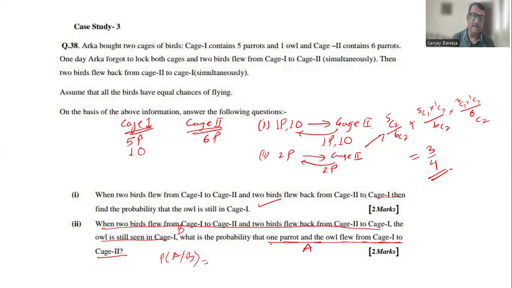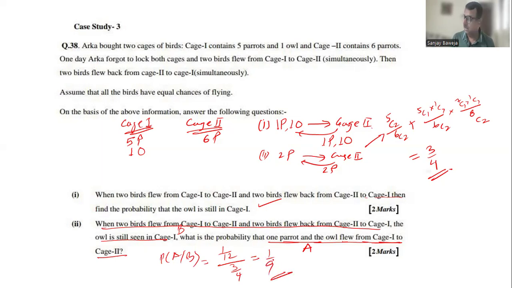So A, one parrot and one owl flew from cage 1 to cage 2, you have already found that probability. One parrot and one owl flew from this, and this probability you know already. So this is 1 by 12. In the numerator we'll get 1 by 12, divided by this 3/4. So 1 by 9 is the answer to the question.